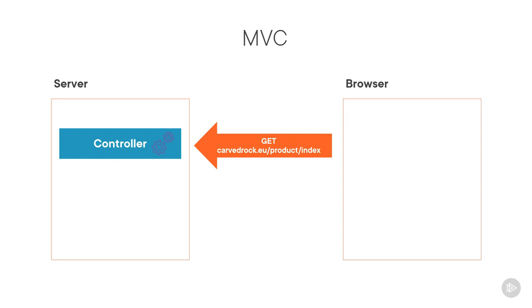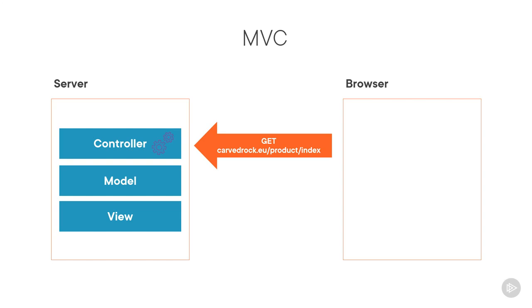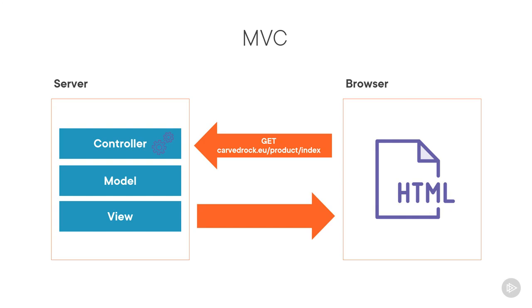With the default routing, the URL product/index will map to a controller named product controller with an action called index. The action will then do the processing work. It will typically retrieve the data first. That data is then put into a model object which is meant for the view to consume. The view will then use the model to render the data.